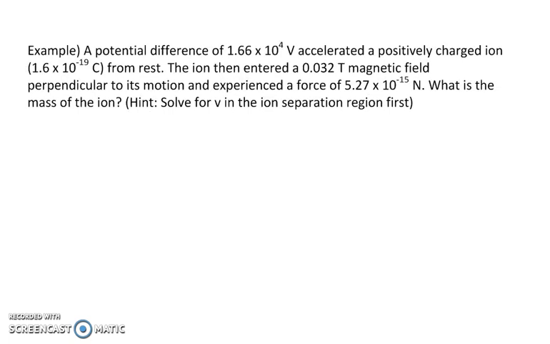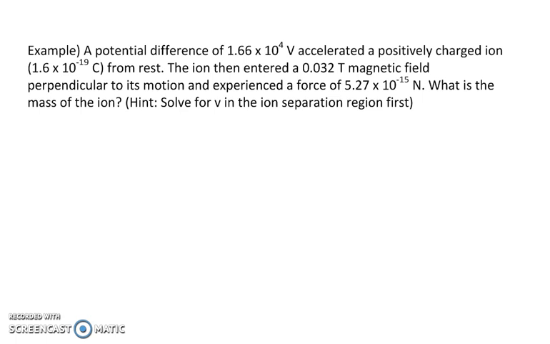We have one more example here. A potential difference of 1.66 times 10 to the 4 volts accelerates a positively charged ion of 1.6 times 10 to the negative 19 coulombs from rest. It enters into a magnetic field perpendicular to its motion and then curves as it experiences a force of 5.27 times 10 to the negative 15 newtons.